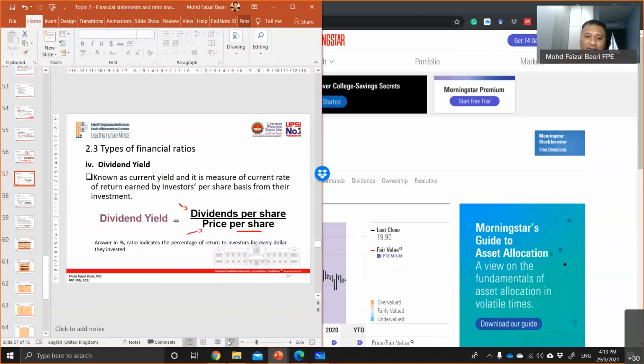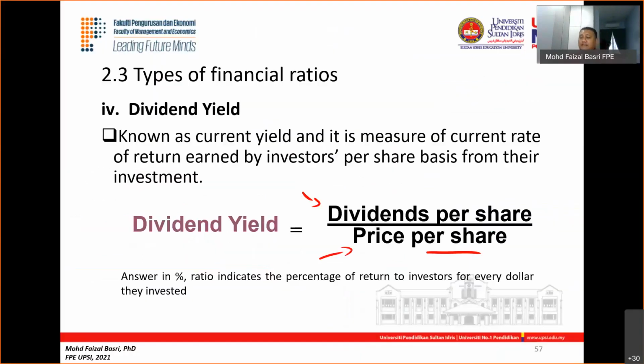So that's why during the final exam, we don't have this. They can give you the price per share in the question, but usually because it's not in the balance sheet or income statement, we cannot calculate this part. So that's how you find the price per share information. Dividend yield, the answer will be in percentage, so you have to multiply by 100 at the end here. And again, the higher the better.